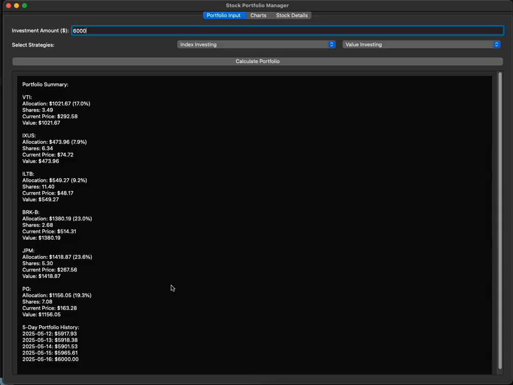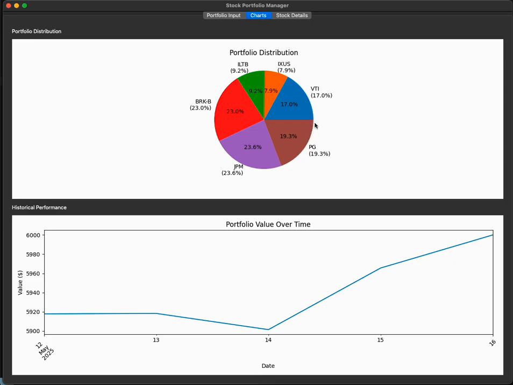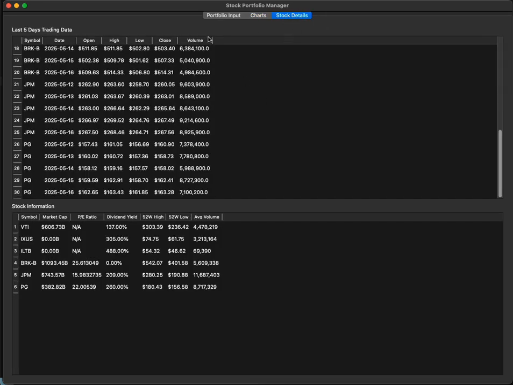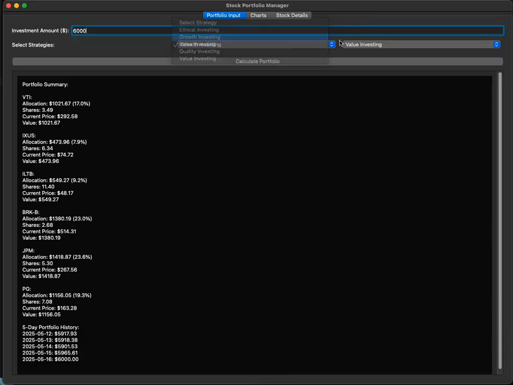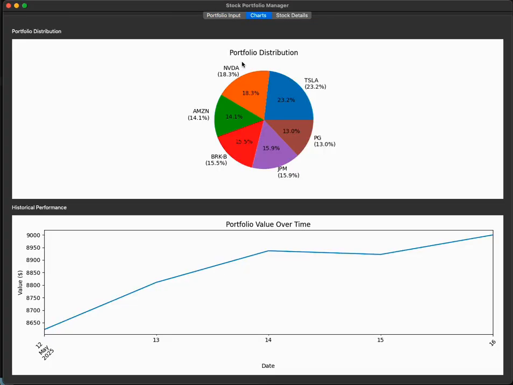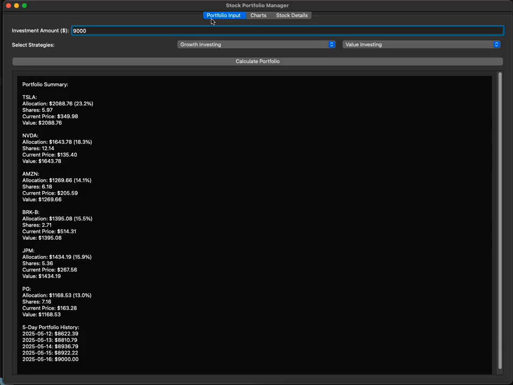Test case 6: Growth plus value investing at $9,000. This test case combined aggressive growth with conservative value. Stocks selected are Tesla, Nvidia, Amazon, plus BRKB, JPM, and PG, which were allocated correctly. For example, Tesla took 23.2% of the investment. The portfolio peaked at $8,936, then slightly dipped to $8,922 on May 19th, showing healthy correction behavior. The app tracked volume and prices for each stock with strong consistency.